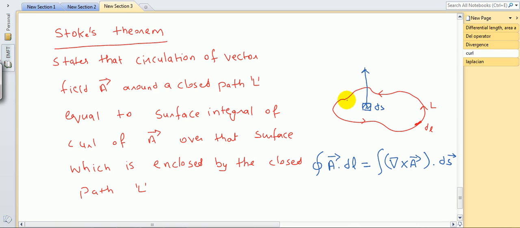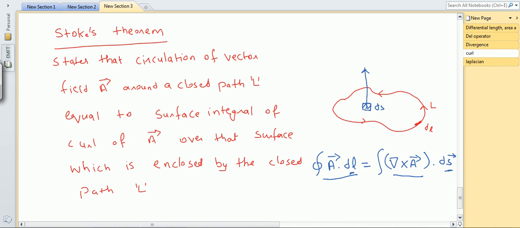यह जो closed path है, यह एक open surface बनाएगा, ठीक है। तो Stokes theorem क्या बोलता है कि circulation of a vector field, that is the line integral of a vector field over a closed loop or closed path, will be equal to the curl of that field over the surface bounded by the closed path. So this closed path will make a surface, and if we take the curl of that vector field over it, it will be the same as the line integral around this closed loop. It also relates the line integral with the surface integral. So this is Stokes theorem.